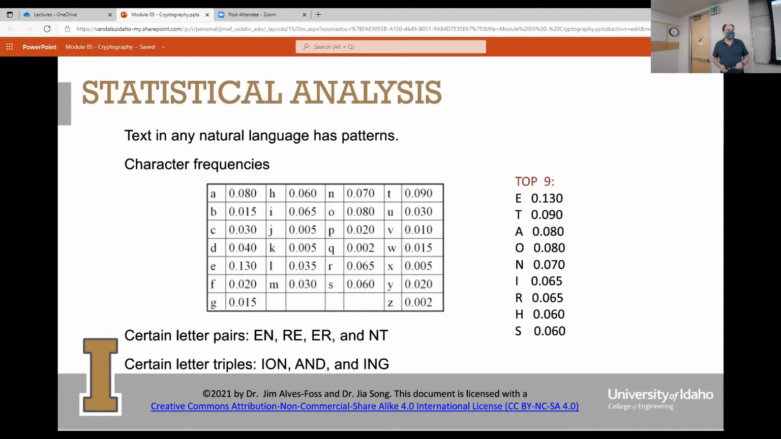So E, 13% of the letters in an English text are the letter E. There's certain letter pairs, E-N, R-E, E-R, N-T, that are the most common, or triples, I-O-N, A-N-D, I-N-G, that are very common. So cryptanalysts can look at a message and say, oh wait, I'm seeing this repeat of these 3 symbols. These 3 symbols are very common. Maybe it's I-O-N, A-N-D, or I-N-G.